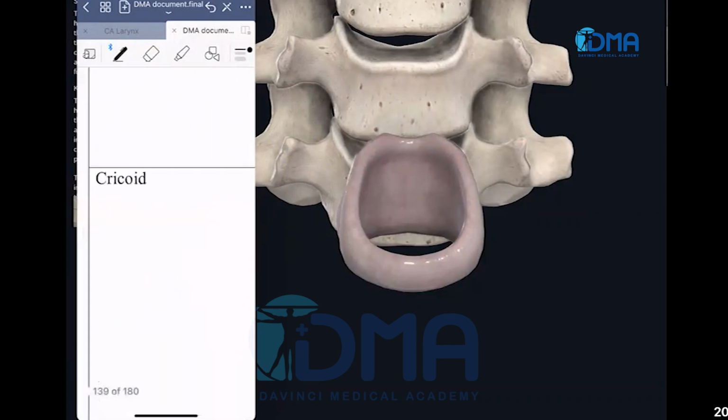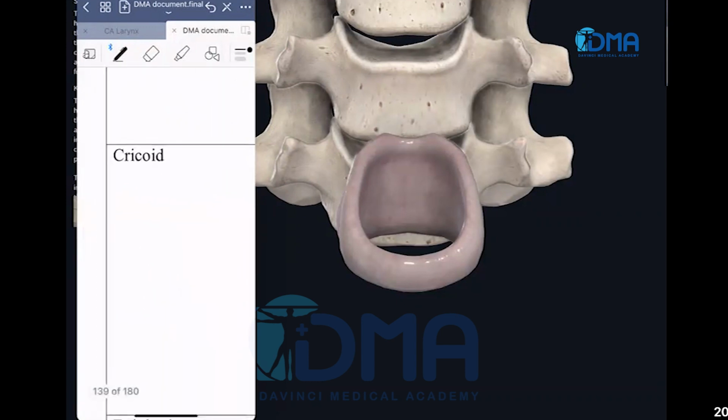Whether it is a complete cartilage or incomplete cartilage, it is a complete cartilage. Just look into this. The cartilage is complete like a ring, whereas the thyroid cartilage is incomplete. Only anteriorly it looks like a shield. Posteriorly it is incomplete, whereas cricoid cartilage is complete like a ring. So it's a complete cartilage.